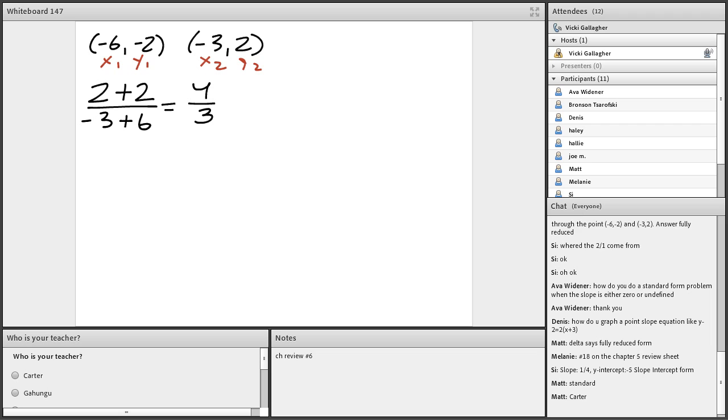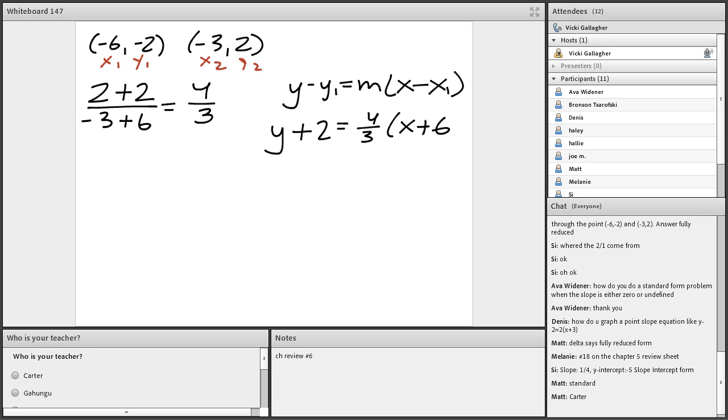Okay, so we're going to do point slope form. So as we have been doing, it's y minus y1 equals m x minus x1. So I'm going to do y minus negative 2 equals 4 over 3 x minus negative 6. And then I'm going to distribute. It's y plus 2 equals 4/3 x.